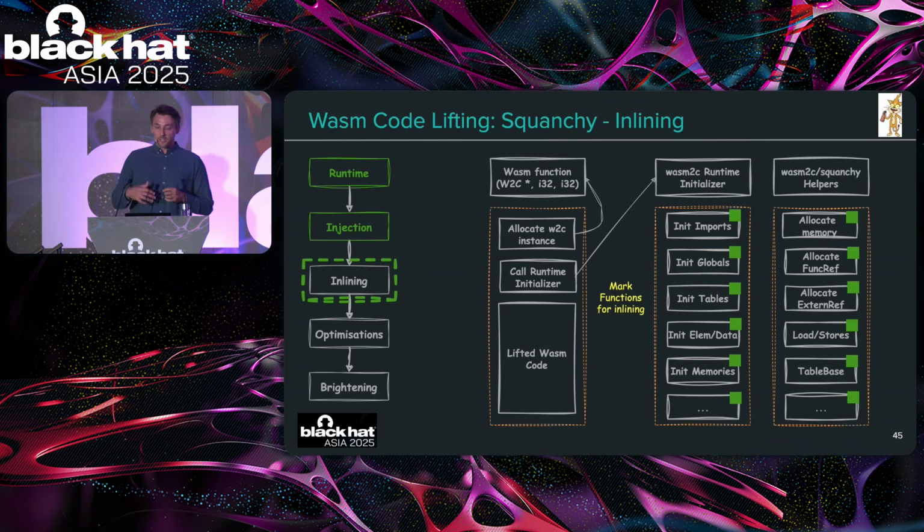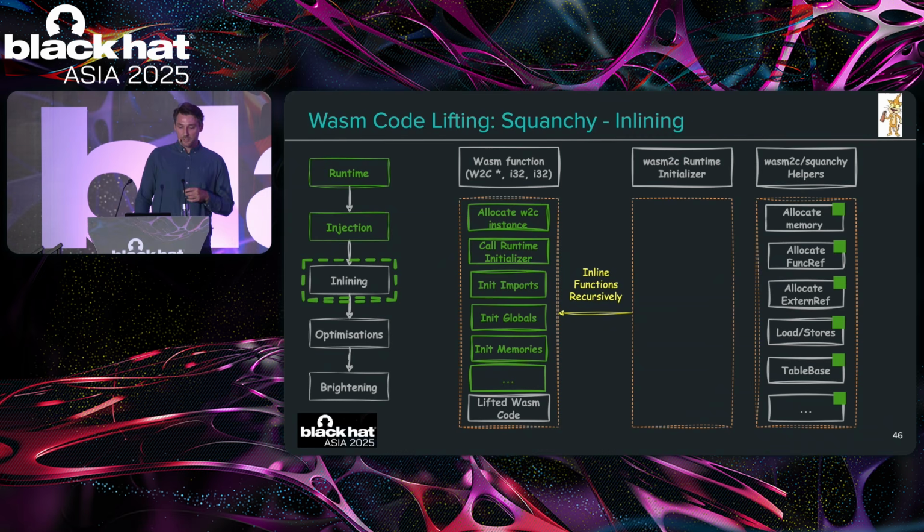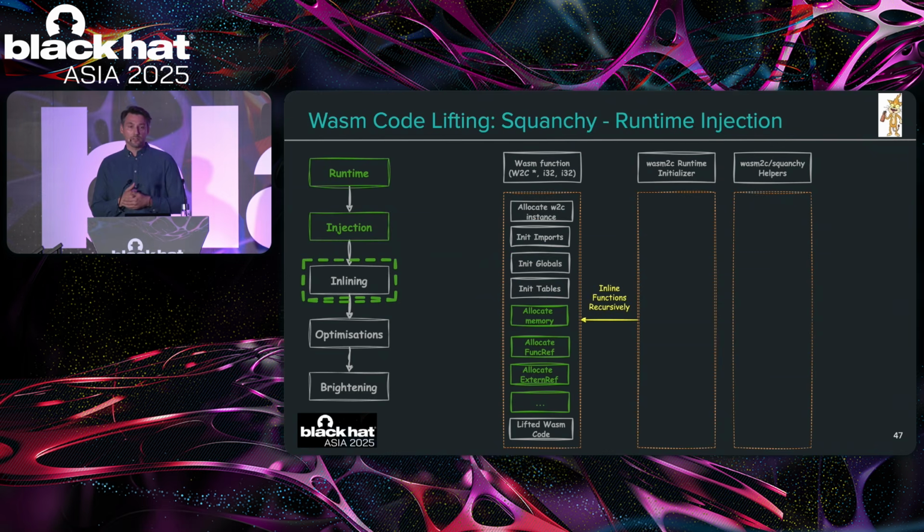Then we're going to mark all the functions inside the Wasm to C runtime initializer, and Squanchy helpers as always inline. LLVM has this mechanism to help you inlining with the code. So why not make use of it? Now we're going to inline recursively. We start with the dependencies that are in the Wasm to C functions. Of course, this first call to the initializer. So we're going to inline the functions accordingly into our function to make the information available for the optimizer. Then we continue recursively until no functions are found that need to be inlined.